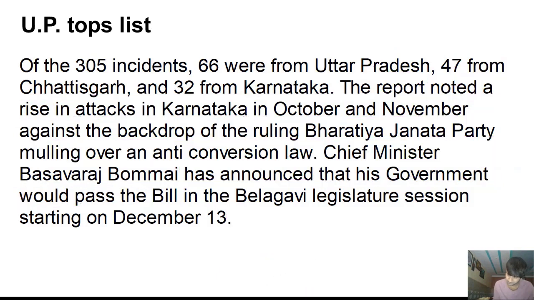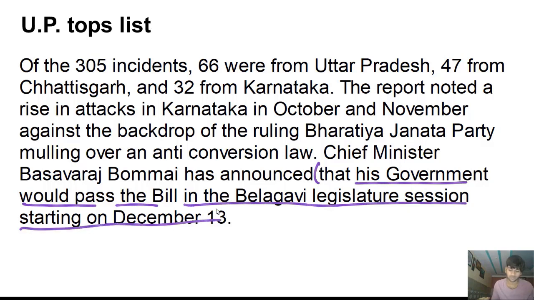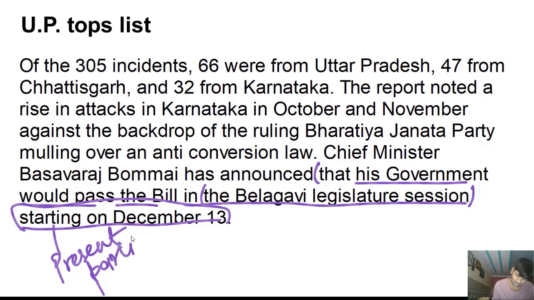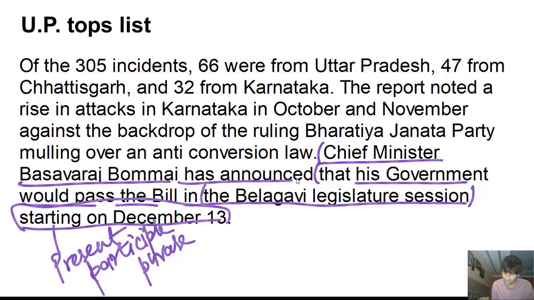All right, let's clear this. Subject, verb phrase, object, and a prepositional phrase working as an adverb of place. Where would he pass the bill? In the Belagavi legislature session, which is starting on December 13th. This is a present participle phrase modifying the noun session. So again, Chief Minister Basavaraj Bommai has announced that his government would pass the bill in the Belagavi legislature session. Starting on December 13th is a present participle phrase giving information about the noun session.